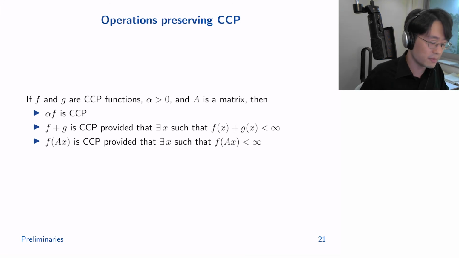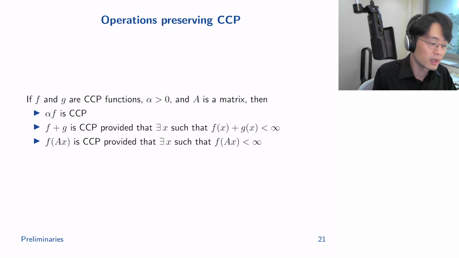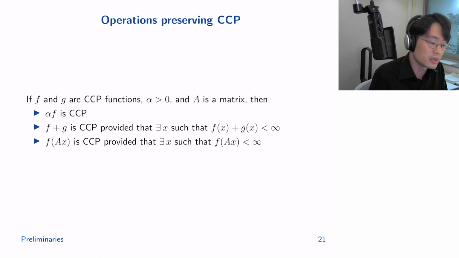If f and g are CCP functions, we want to consider when CCP-ness is preserved. Well, if we have a positive scalar alpha and A is a matrix, then alpha times f is a CCP function. And f plus g is also a CCP function, provided that there exists an x such that f plus g is finite. It's possible that if f and g have non-intersecting domains, f plus g becomes a function that is infinite everywhere. And if that happens, then the function is no longer proper, because properness requires that the function is finite somewhere. So the only scenario where f plus g becomes non-CCP is if there is no finite point. So we need to make this further assumption to ensure that f plus g is CCP.